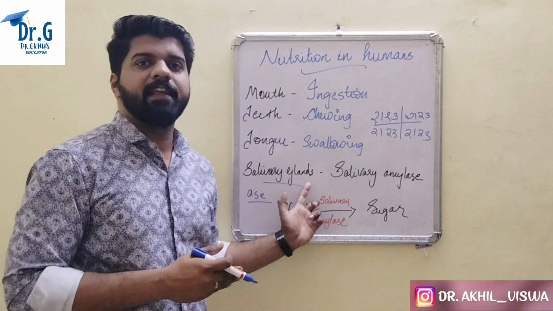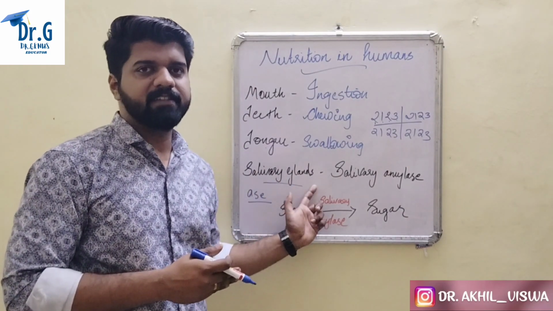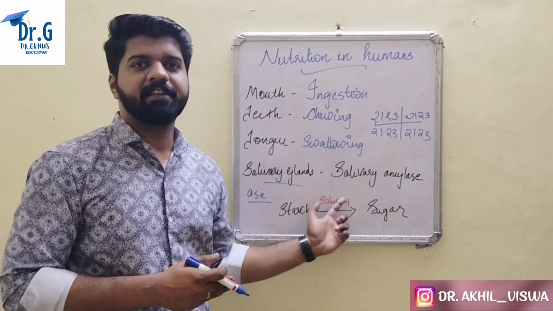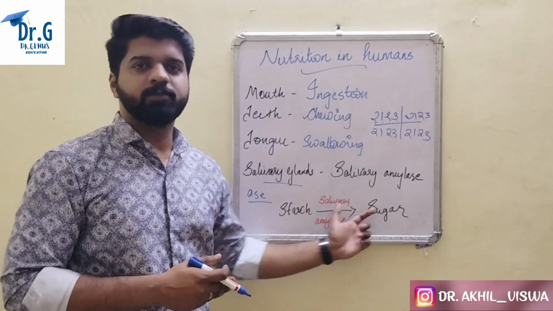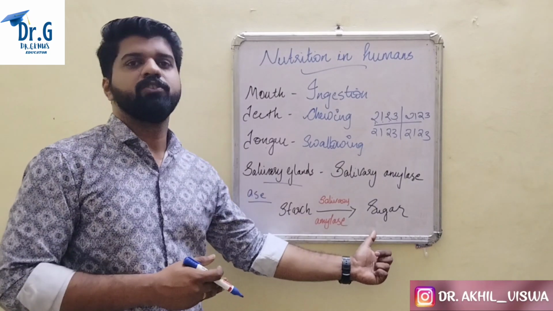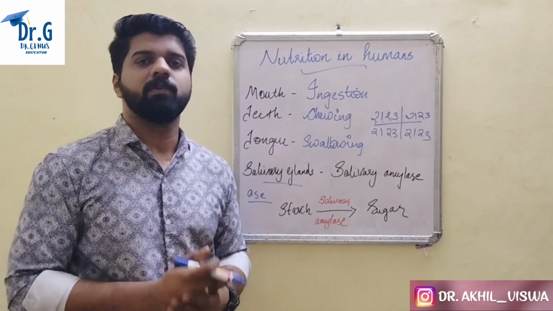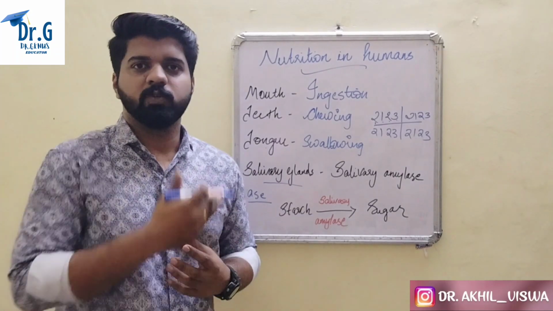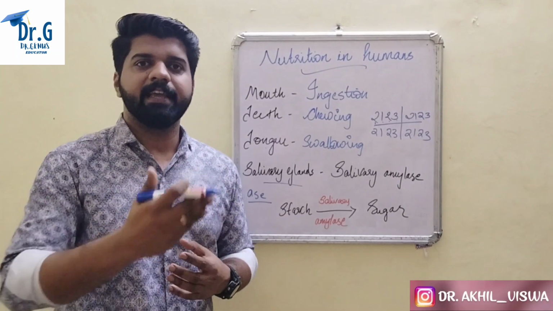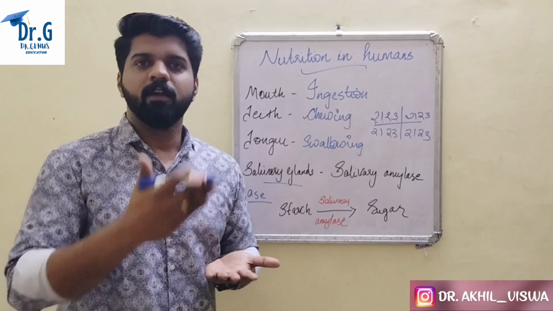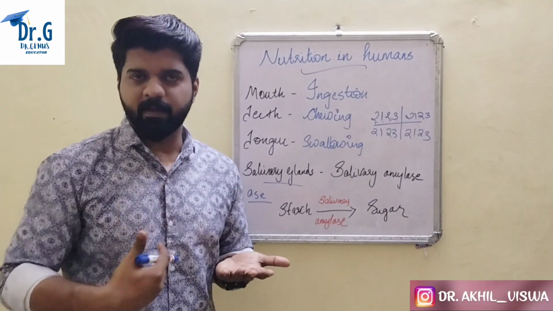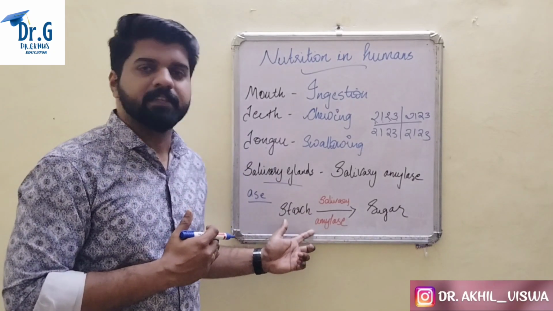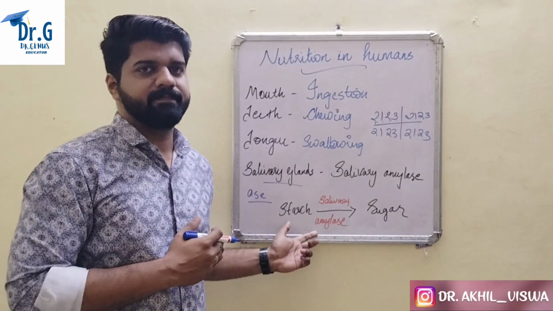So the salivary glands function is what? Salivary glands will produce salivary amylase. Salivary amylase is the enzyme which helps to reduce the starch into sugar or glucose molecules. With the glucose molecules, what will we get? We will get energy. The glucose molecules will be converted to ATP, and the ATP will be converted into ADP. One phosphate molecule will be utilized by us, and then we will get the energy. This is what happens in the first stage of the digestive system.